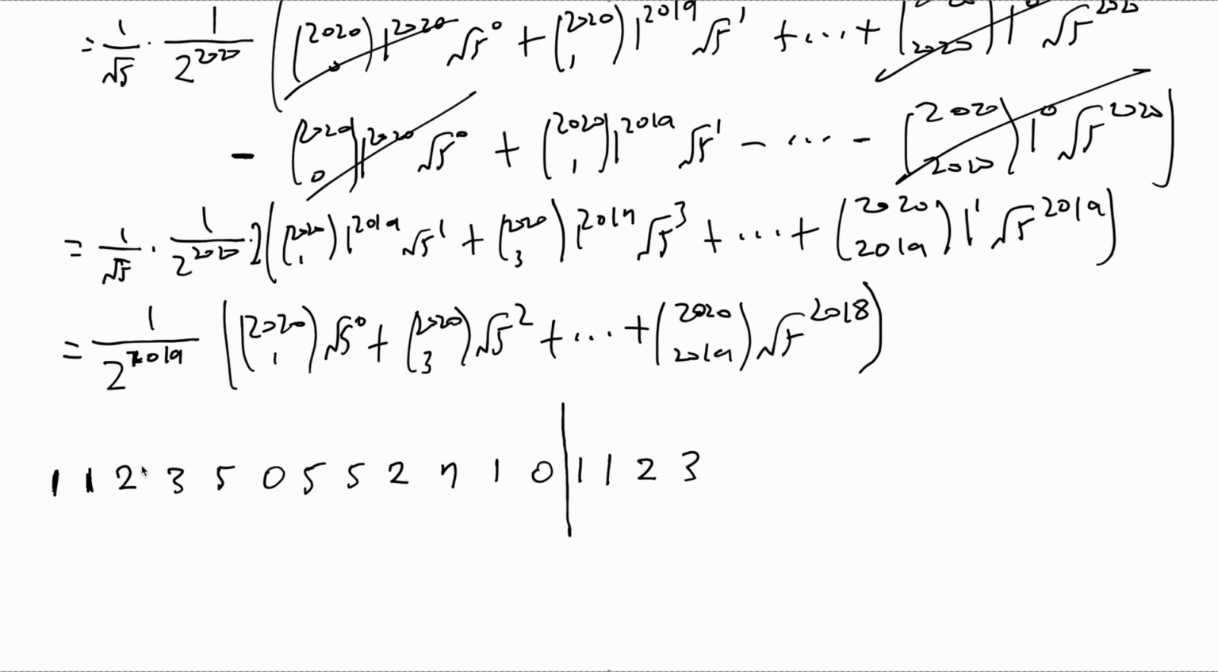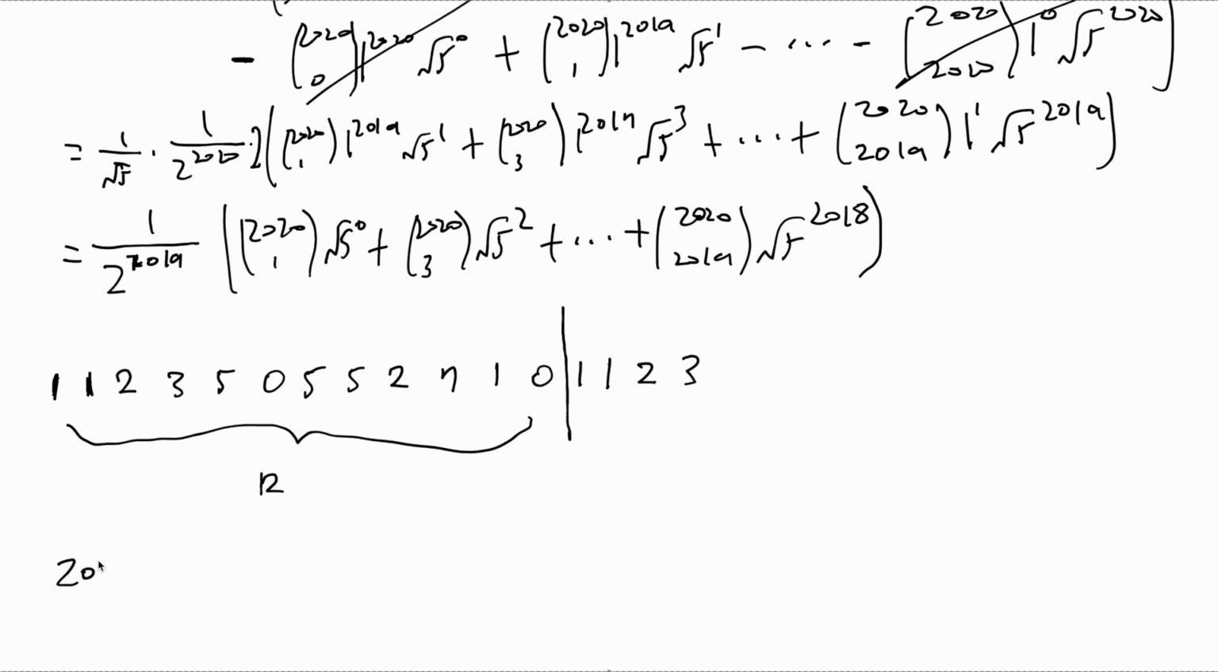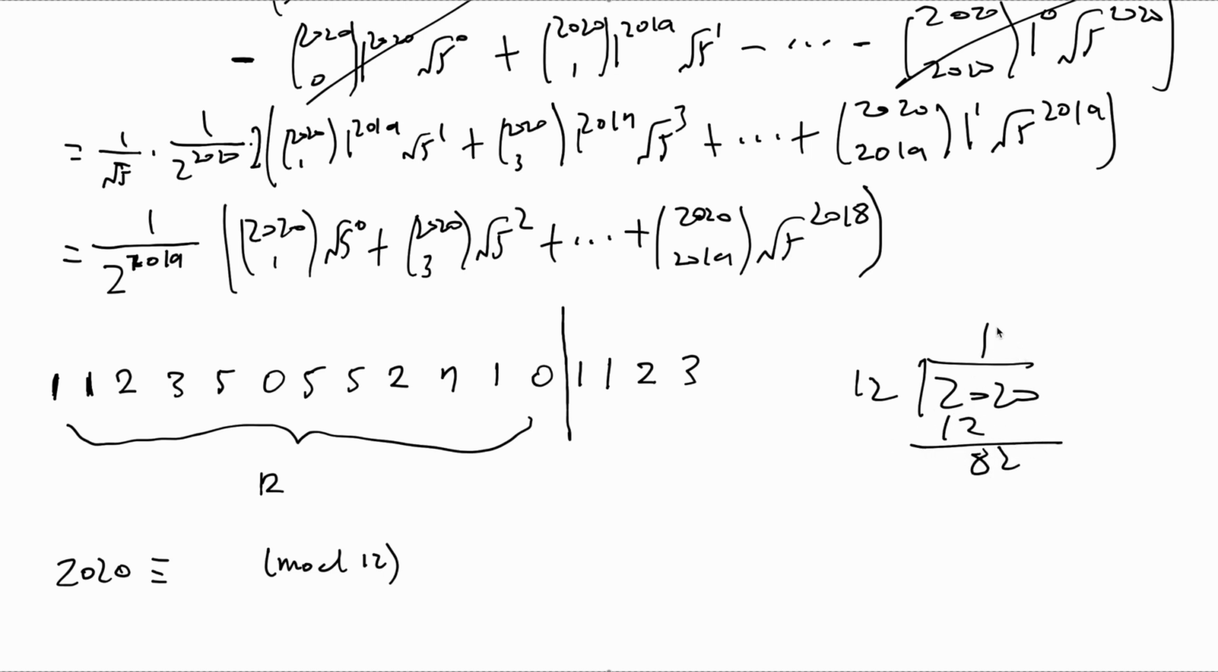So how many terms do we have? 1, 2, 3, 4, 5, 6, 7, 8, 9, 10, 11, 12. So there is a period of 12. Then we know that 2020 is congruent to what mod 12? Let me do that quickly. So we have 82, 6, 72, 7, 8, 96, so we have 4.